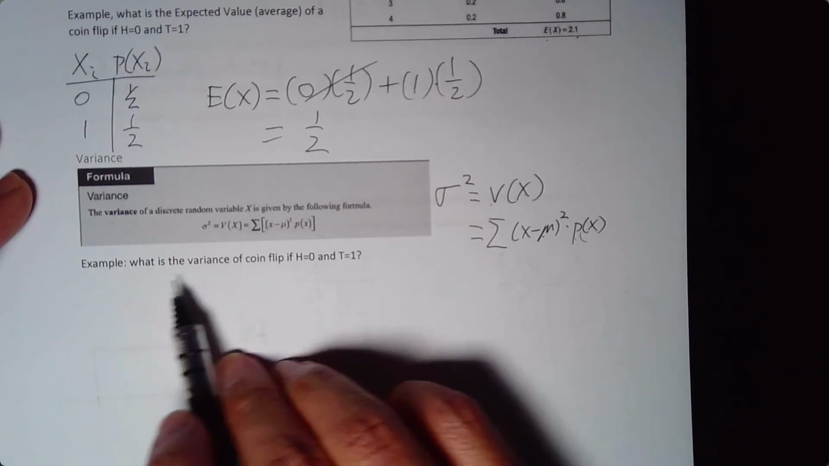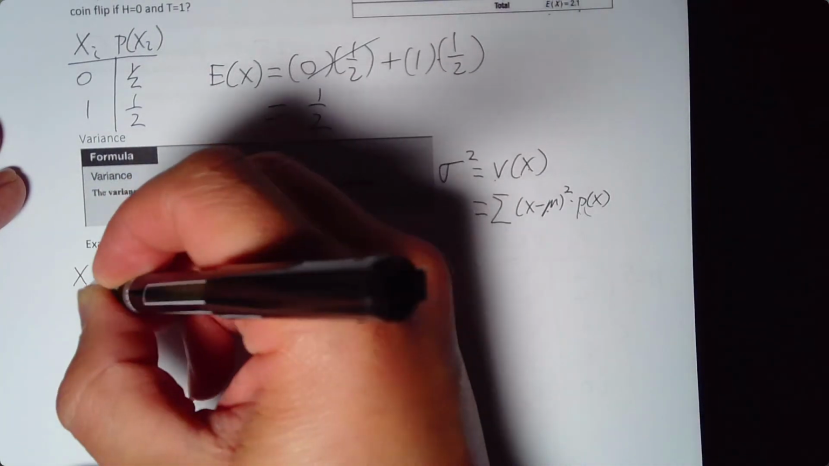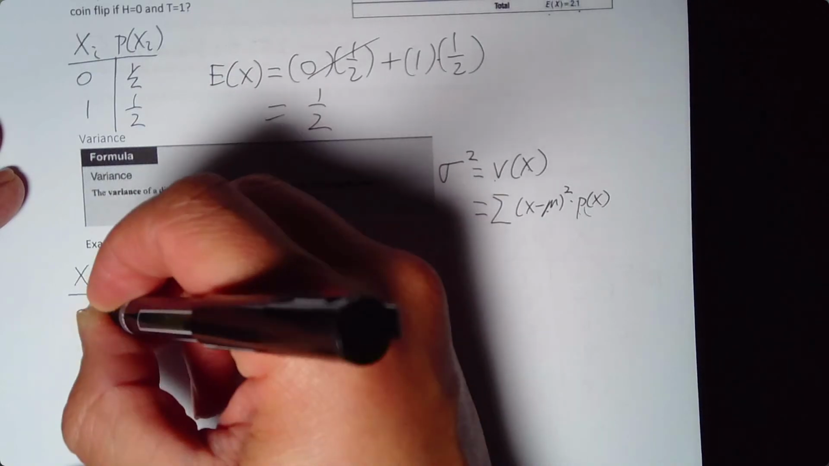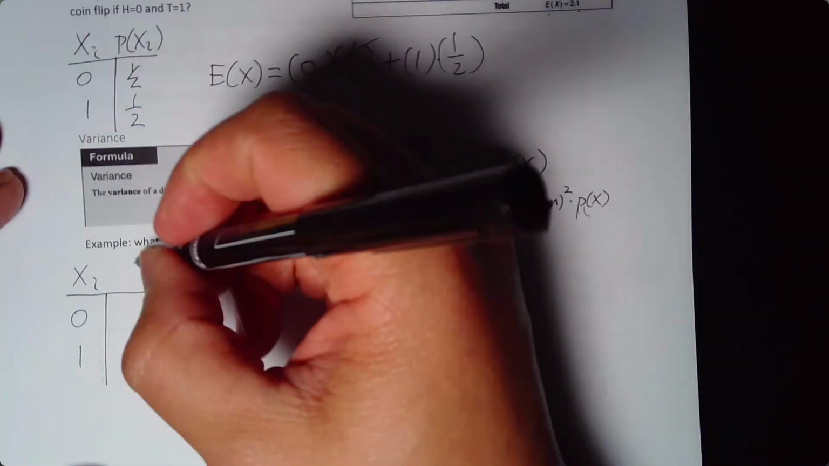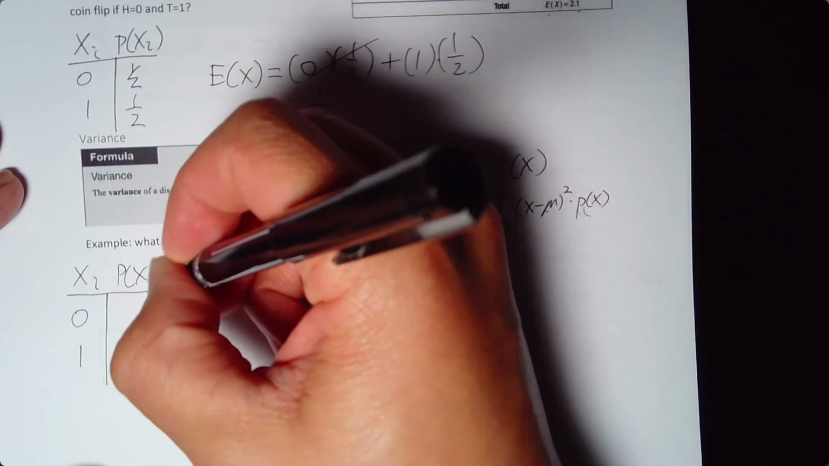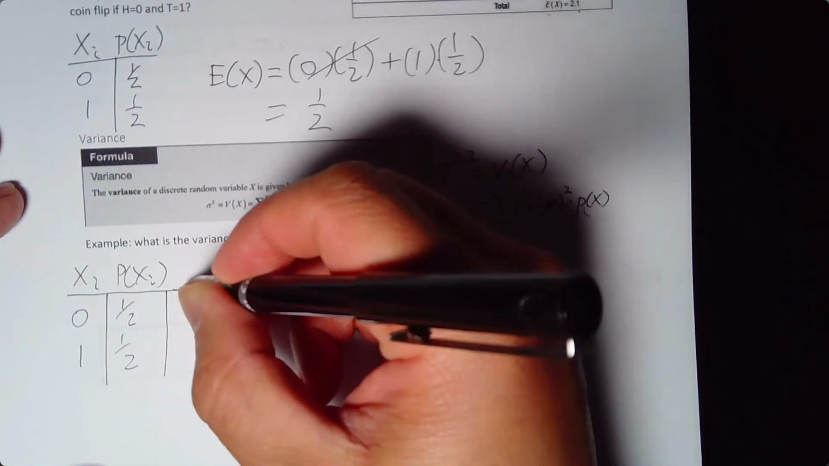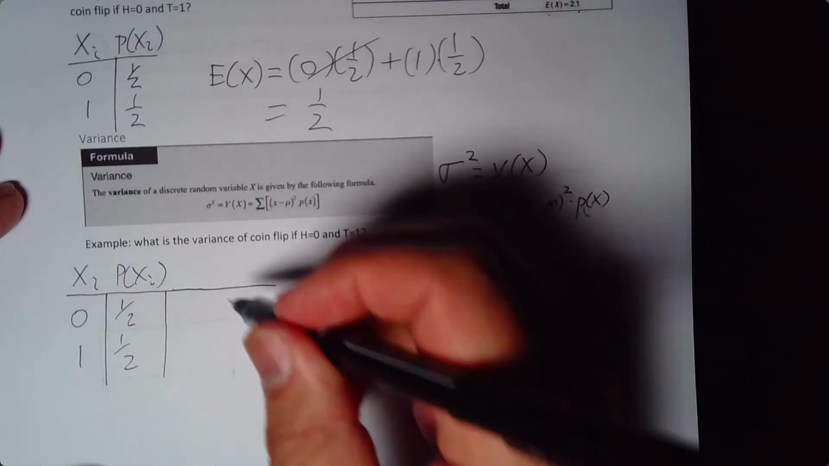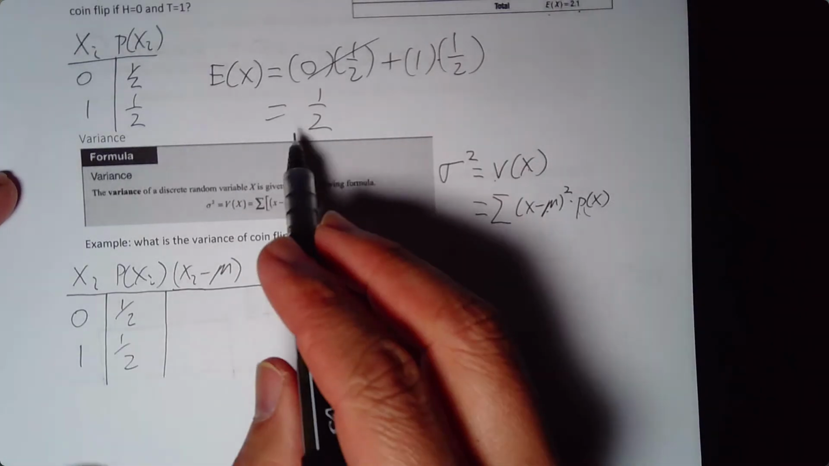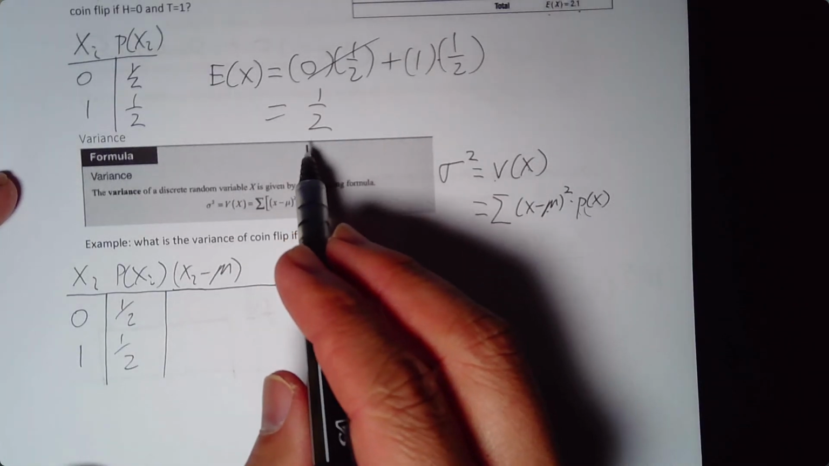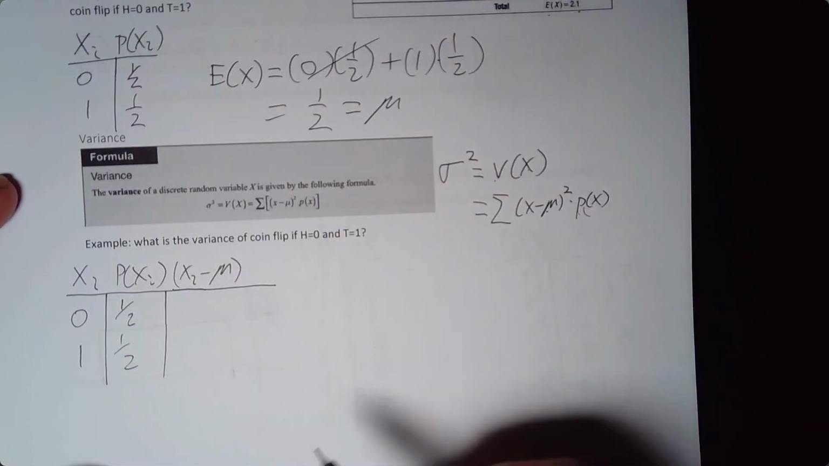What is the variance of a coin flip? Let's go ahead and use the column method here. Calculate variance. I have 0, 1. I have the probability of xi, which is 1/2 and 1/2. Now I want x minus mu, so xi minus mu. I already calculated the expected value earlier. By the way, this equals mu because expected value is mu.